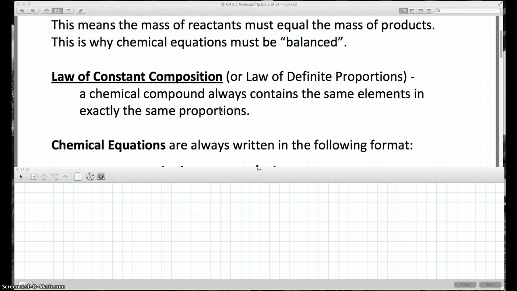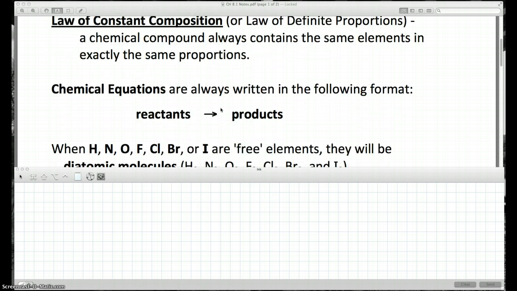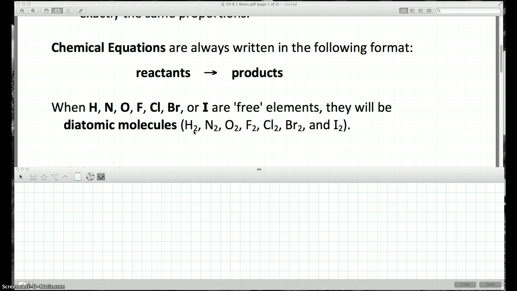I'll let you read some of this other stuff. We always write equations with the same format. Reactants are on the left side of the arrow, products are on the right side of the arrow.